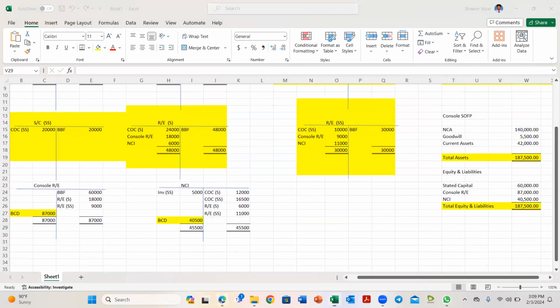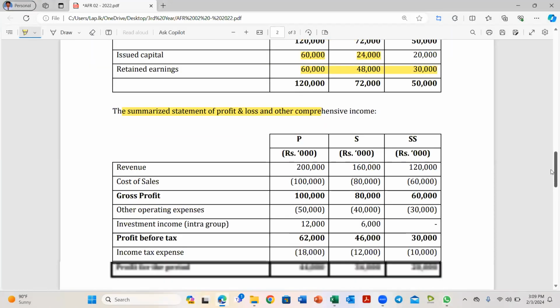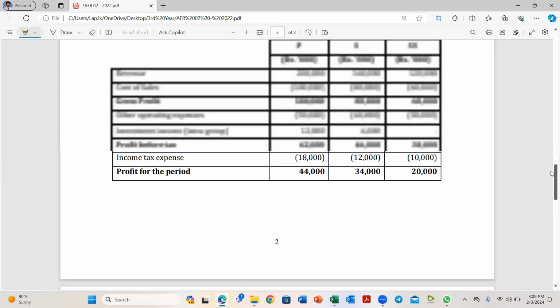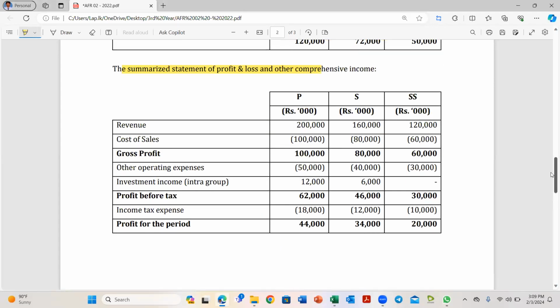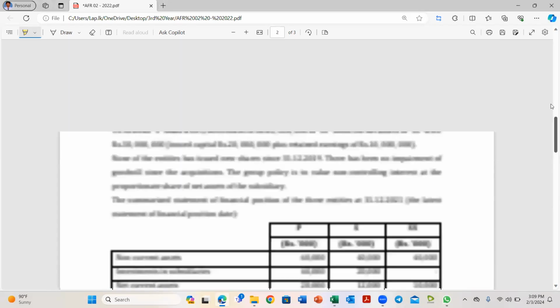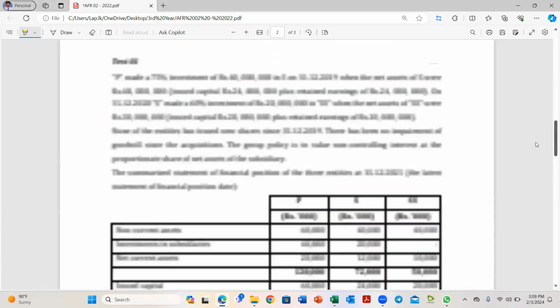Now we need to prepare the consolidated income statement, the P&L and the OCI, correct? So that is easy. Then you can leisurely compute that one, and thank you all.